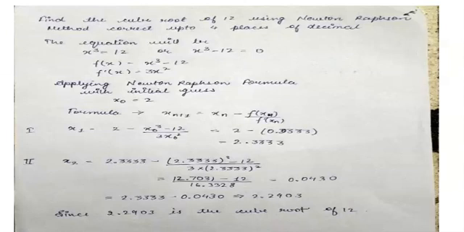So the value of the second iteration of x will be 2.2903, since 2.2903 is the cube root of 12.